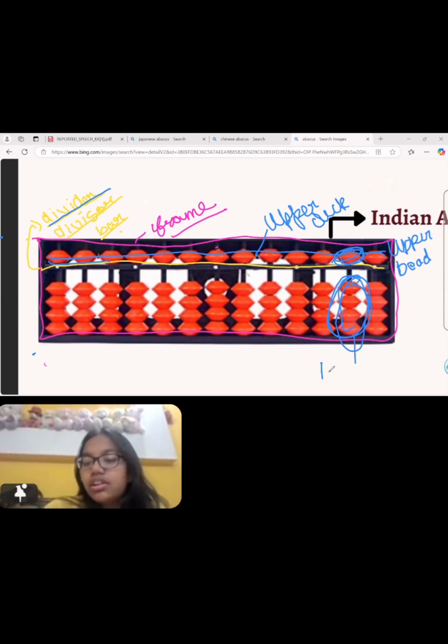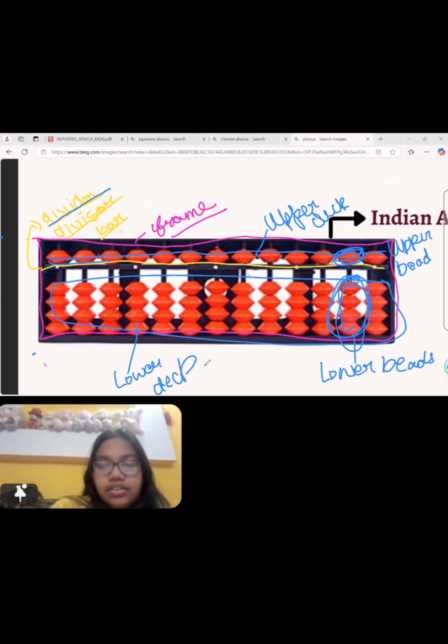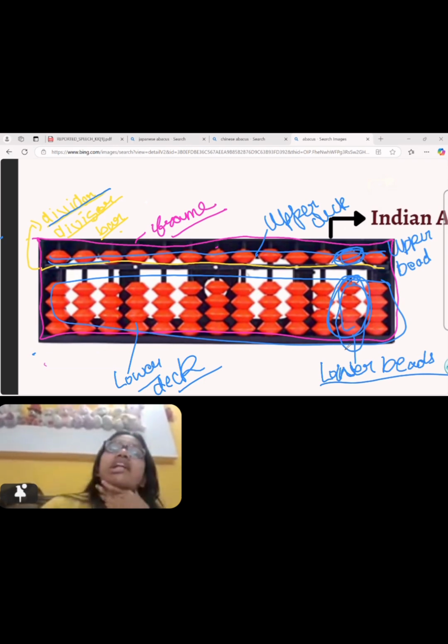Now these beads are called lower beads. What are they called? Lower beads. And this whole line of them is called the lower deck. What is it called? The lower deck. Understood till here? Yes, ma'am.